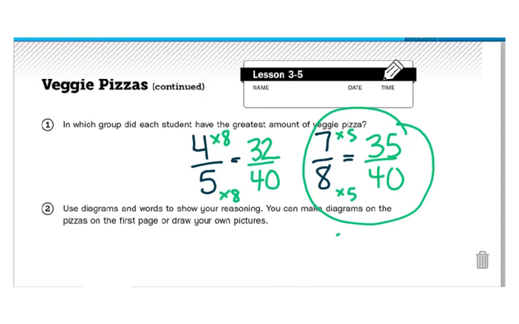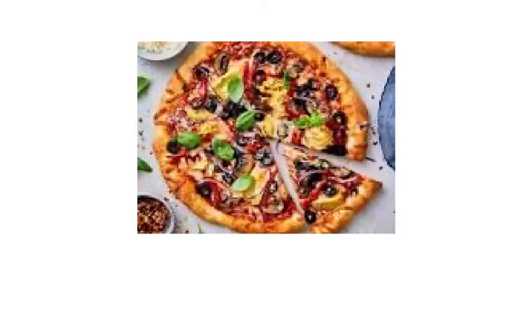I hope you're going to have lunch soon or have already had it so you're not hungry after hearing about the veggie pizzas. Here's your veggie pizza for you. Do you even like veggie pizza?